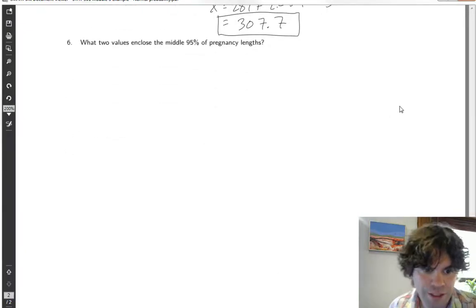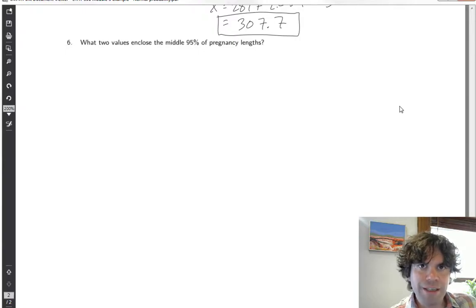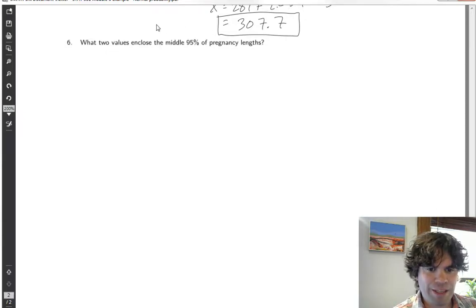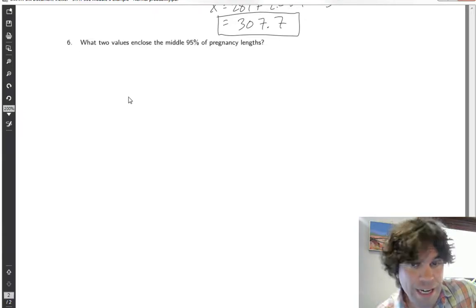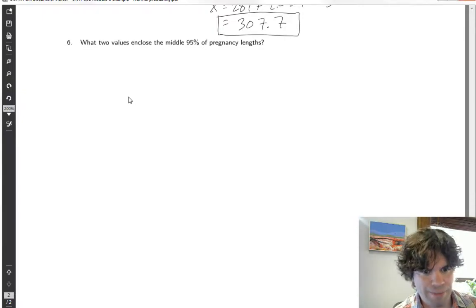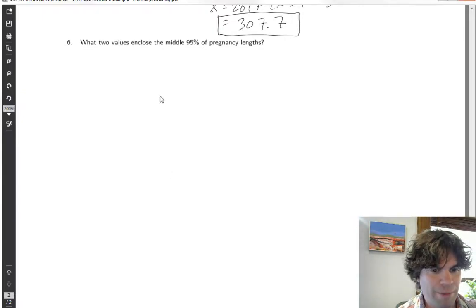Okay, last one. What two values enclose the middle 95% of pregnancy lengths? We already saw a middle 95% question in the notes. Turns out that middle 95% is a concept we're going to be coming back to in this class. In Module 5, we're going to talk about confidence intervals, and the most popular kind of confidence interval is called a 95% confidence interval, and the method we're doing right here is going to be the foundation for how we make these confidence intervals later on.